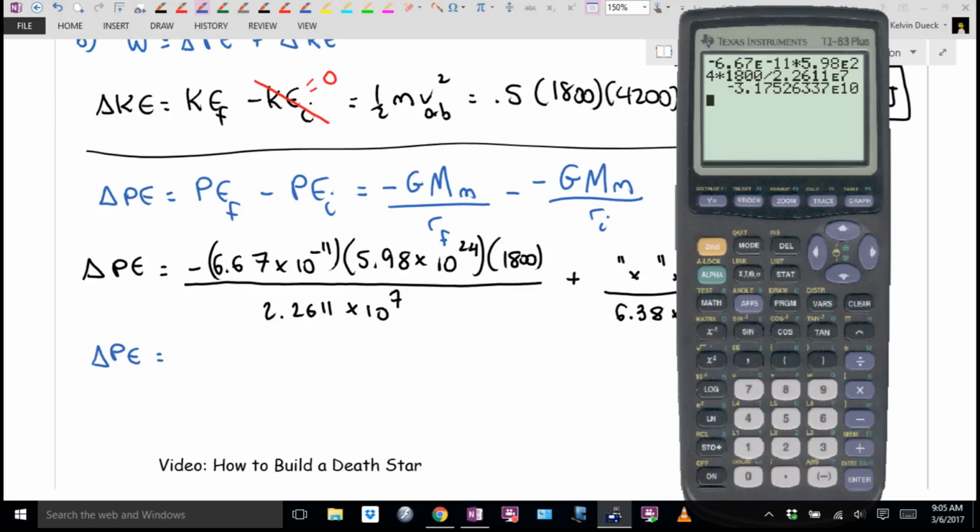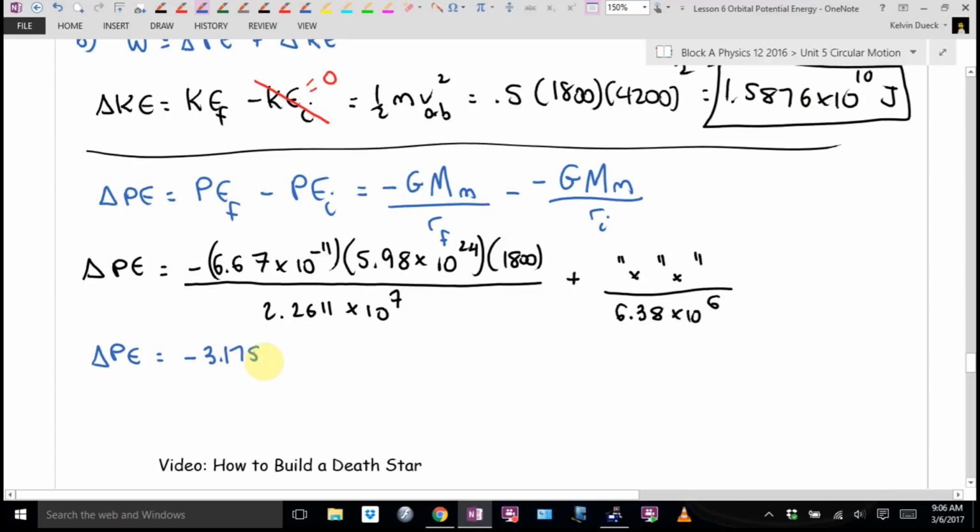Negative 3.17526 times, what was it? 10 to the what? You get 10? And I told you, ballpark figure, typically in orbit around Earth, you'll be 10 to the 9th, 10 to the 10th, or if I put you way out there, maybe a 10 to the 11th, but that's got to be way out there. So typically it's going to be a 10 to the 10th. So we hope we did it right.